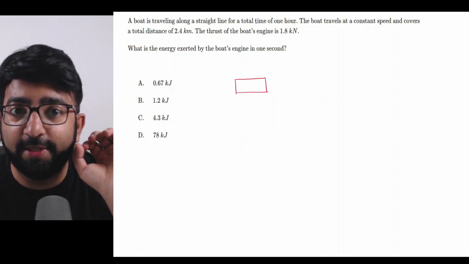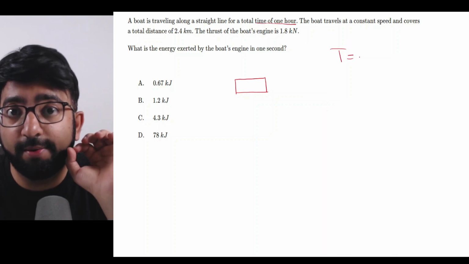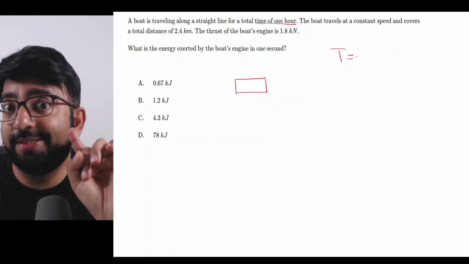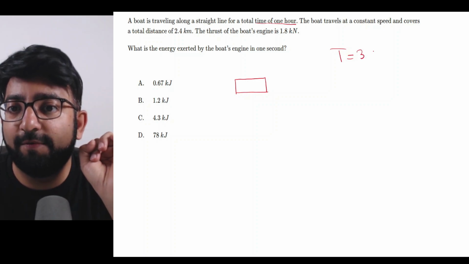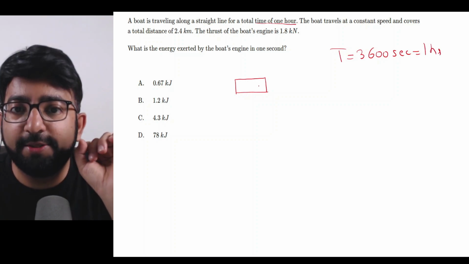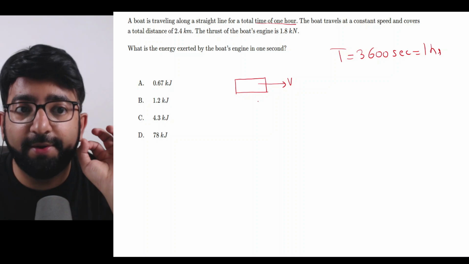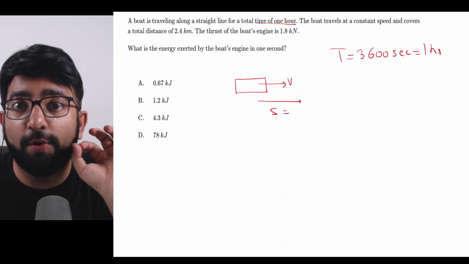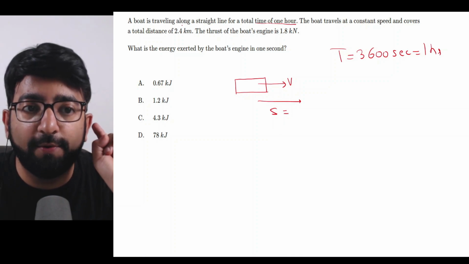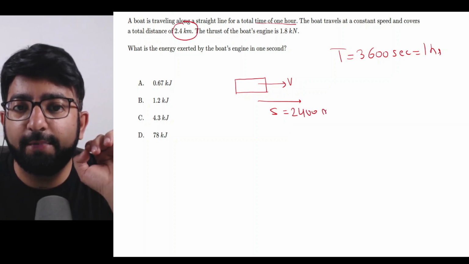So first they are saying that the total time of travel is 1 hour. So let's write down total time is 1 hour. Let's convert that into SI units, which is seconds. So 1 hour will have 3600 seconds. Next, it's mentioned that the boat is traveling at a constant speed and it is covering a distance of 2.4 kilometers. Let's convert 2.4 kilometers also in meters. So that will be 2400 meters.